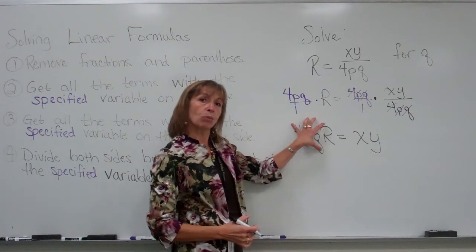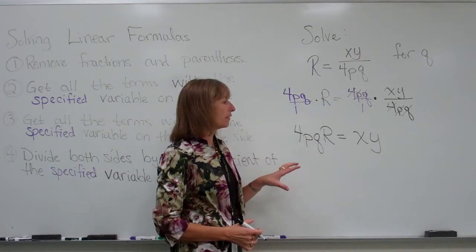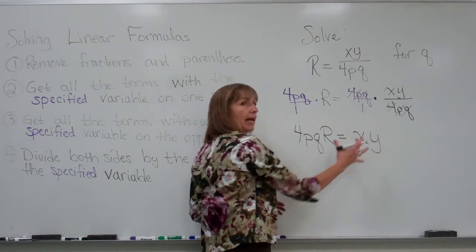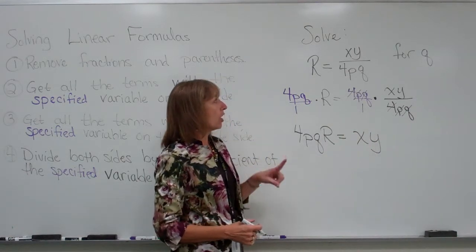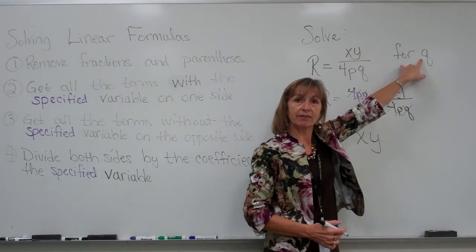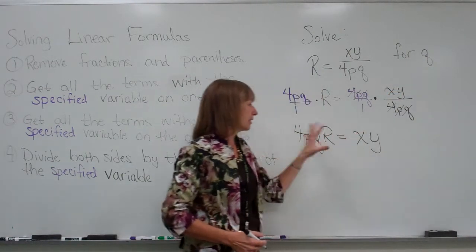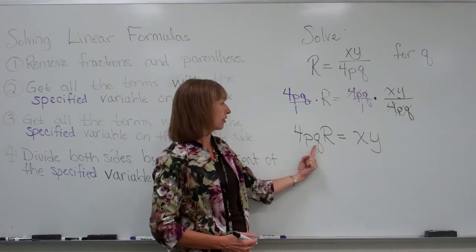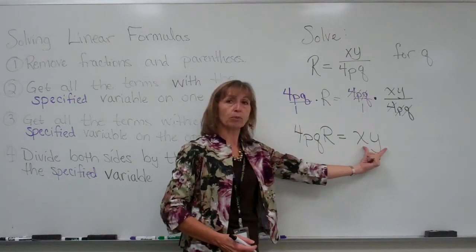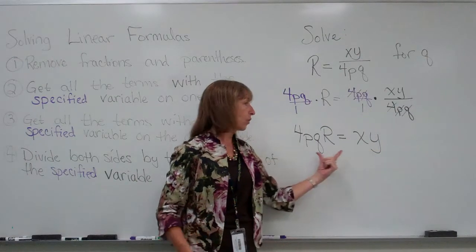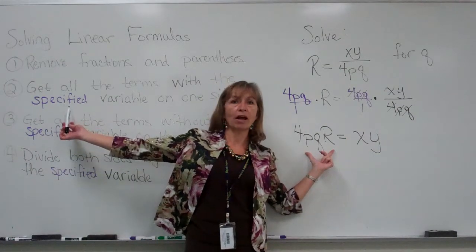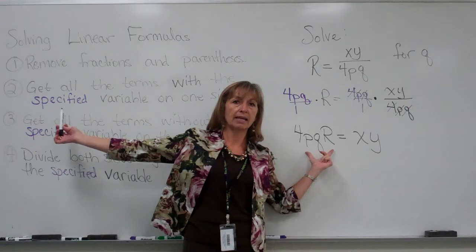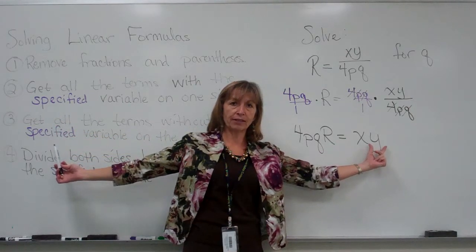Now, I only have the one term, the 4pqr, on the left, and I just have the one term xy on the right. So all of the terms that have my specified variable q in it, this term on the left is the only term that has the factor of q in it. The term on the right does not have a q. So all of the terms with the q are on the left side of the equation, one side, and all the not q terms are on the other side.